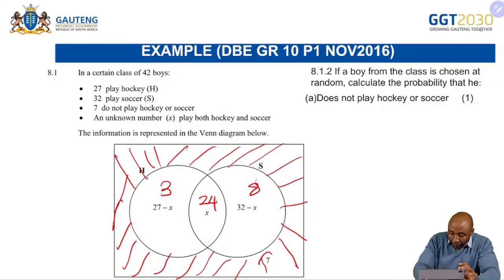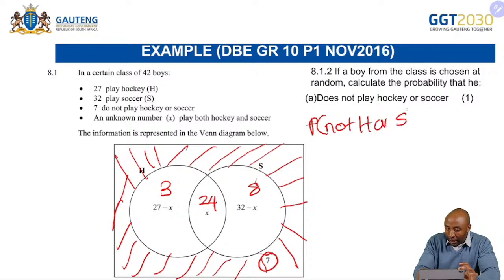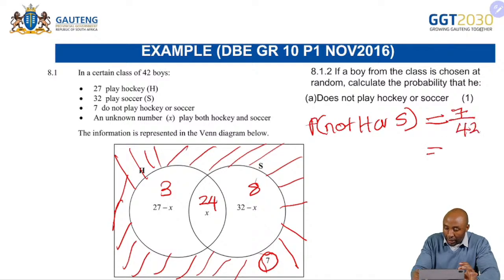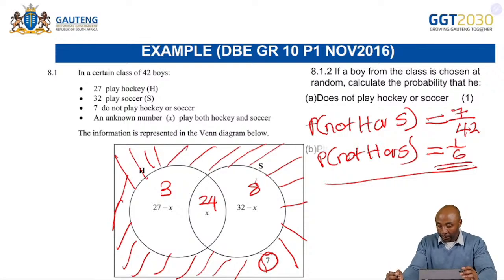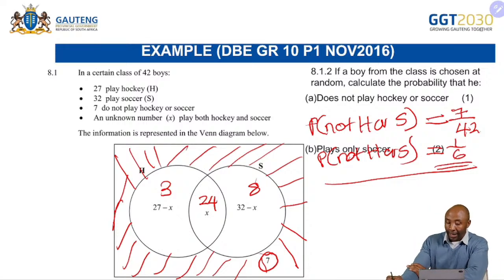Which number do we have? It's that 7. So we want to find P, not H or S. And that gave us, we are having 7. The number is 7 over our sample space, which is 42, and our answer becomes 1 over 6. That is the probability, not hockey or soccer. We are getting 1 over 6. We move on to the next question. It says the probability that he does not play soccer.